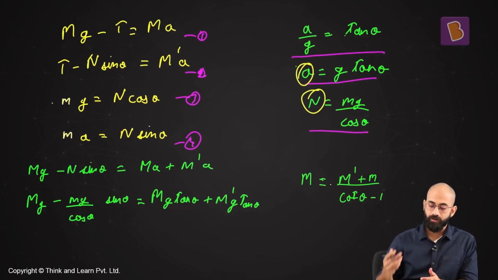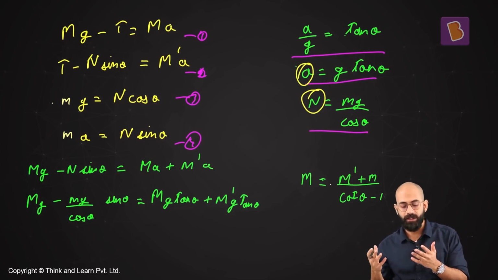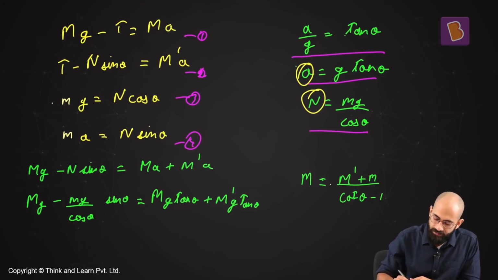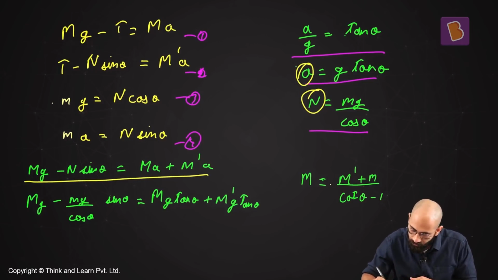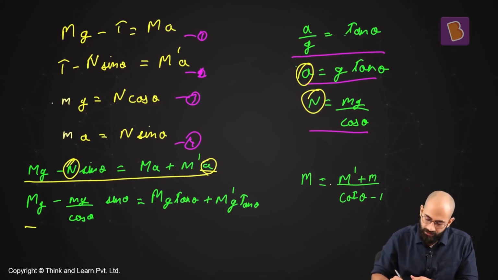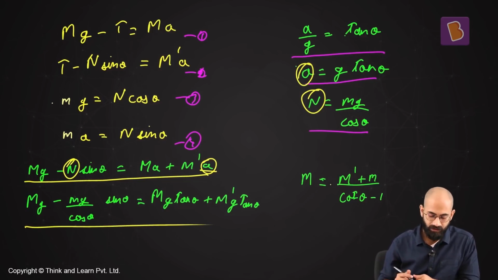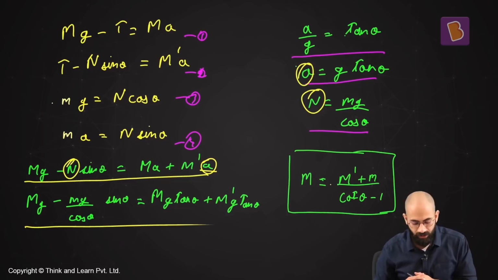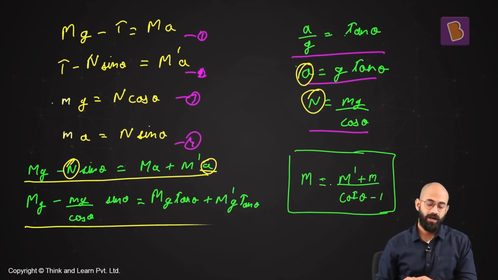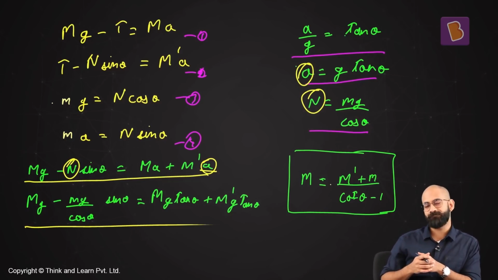Now this I'm going to substitute in the first 2 equations after adding them. So if I add 1 and 2, I do this in order to remove T, because T will get cancelled if I add 1 and 2. I'll get this equation over here, and in this equation, I'm going to substitute for the value of a and for N that we found out previously. If I do that, I get this equation, right? And then finally, if I solve this for capital M, I get this as my final value. So capital M equals m dash plus small m divided by cot theta minus 1. This is your answer. And of course, if you have values for m dash, m, and theta, you just input these values and find the value of capital M.